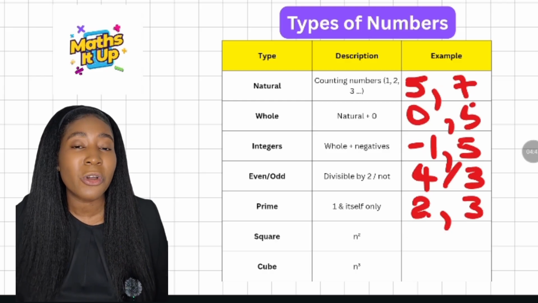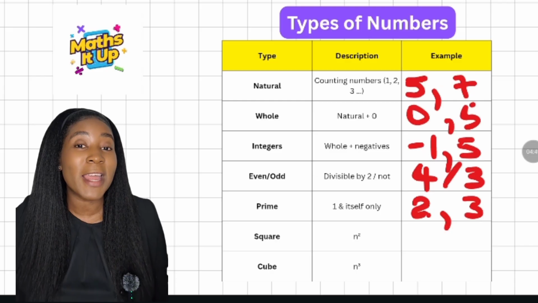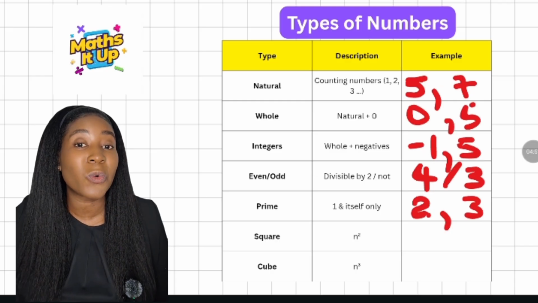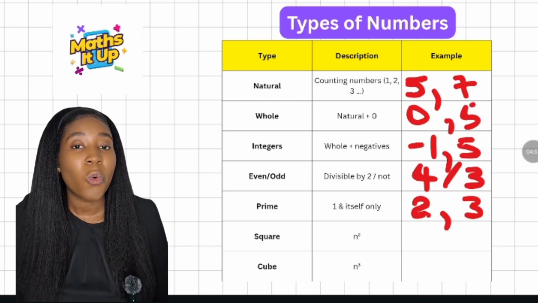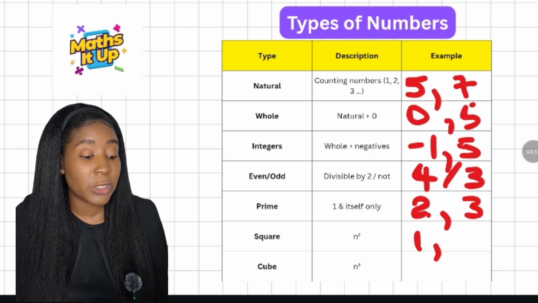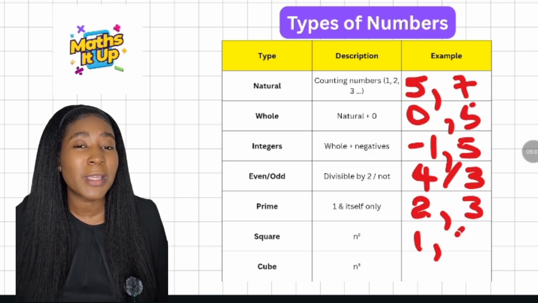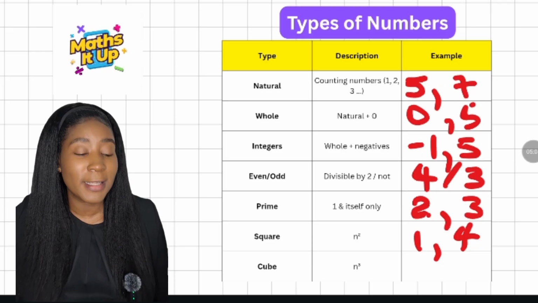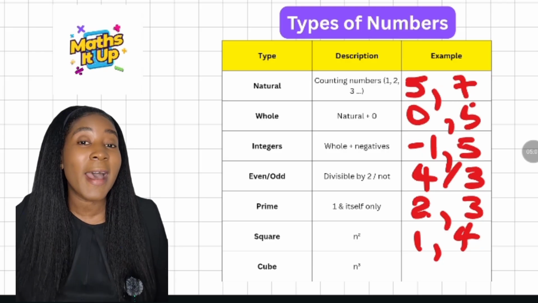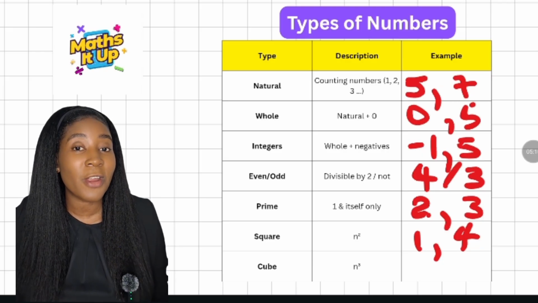Next are squared numbers. If I multiply a number by itself, I get a squared number. For example, 1 times 1 is 1, therefore 1 is a squared number. 2 times 2 is 4, therefore 4 is another squared number. And the list goes on forever and ever.